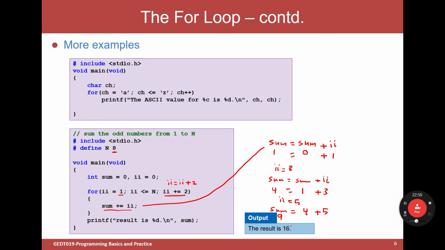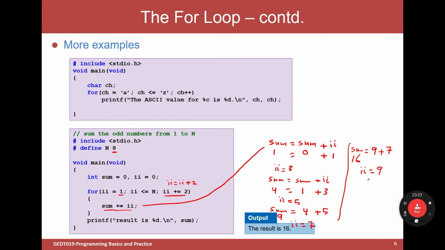Okay, and then update I, now equals 7. Then execute again. Is I smaller than or equal 8? Yes, still true. In this case, execute one more time. So sum equals the old sum 9 plus the new I, which is 7. So the total will be 16. Okay, and then now update I equals 7 plus 2, it equals 9.